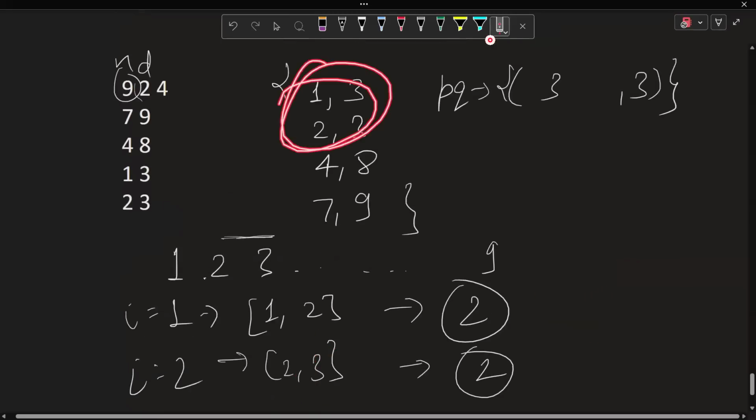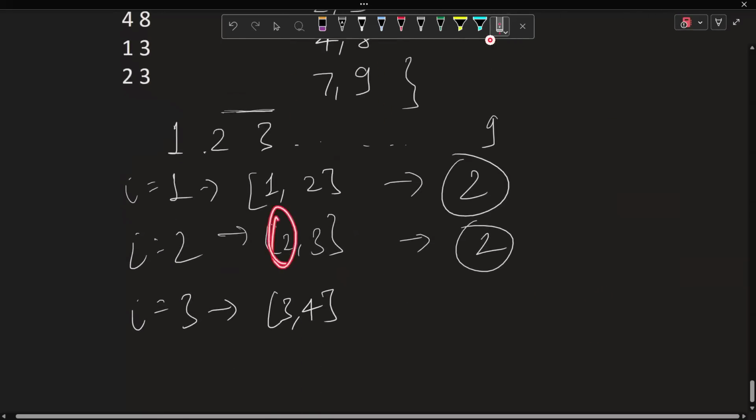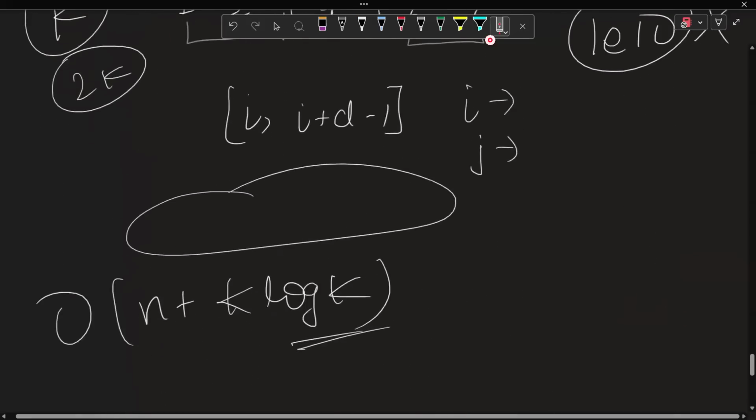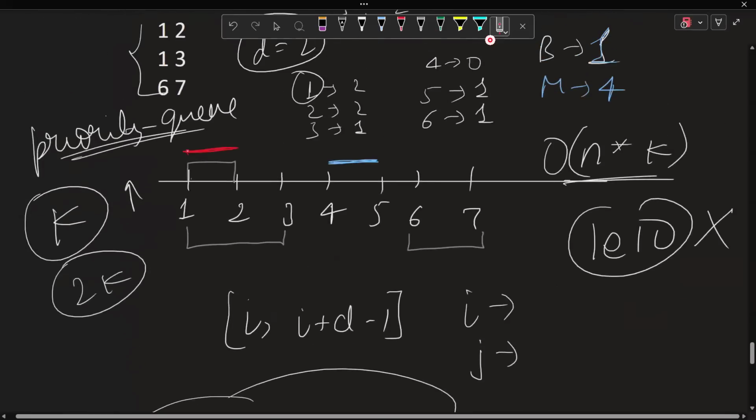So these ranges starting before this would be pushed, and all those ranges ending before this are removed. So when we are sliding, like you can see here, all those ranges in this range are pushed. When we have moved here, nothing is removed. Now when we moved here, this is out of range, so it would be removed. So removal is based on ending point and push is based on starting point.